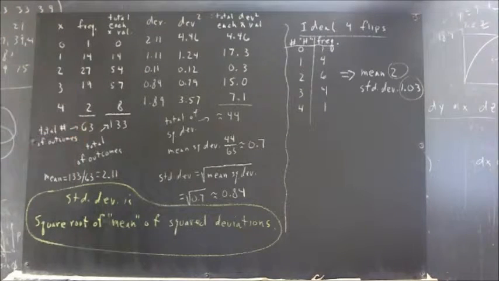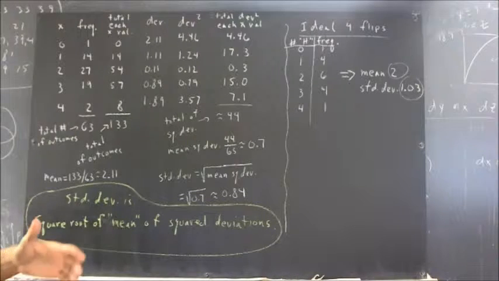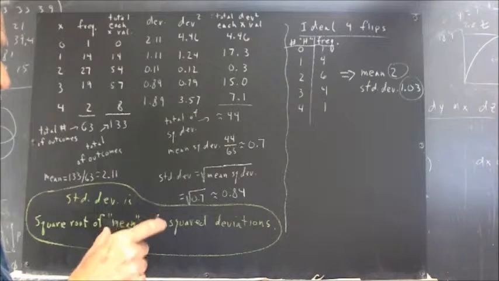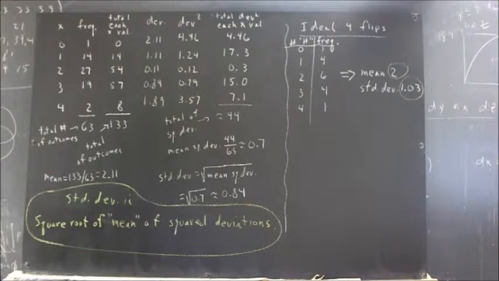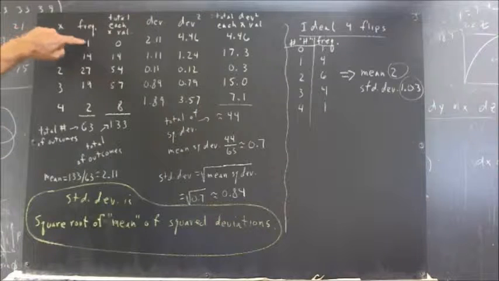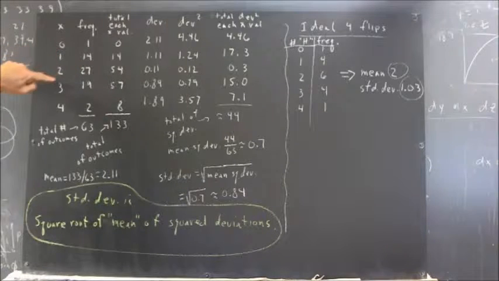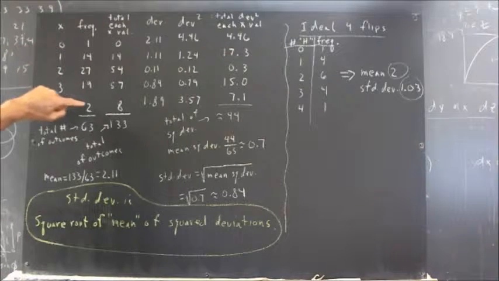Now, the result for head or tail for each flip was obtained by just generating a random number between 0 and 1, and then assigning heads if the number was greater than 0.5, tails if less than 0.5. In that process, we can tally the results. If you go down through the heads and tails, we got 0 heads once, 1 head 14 times, 2 heads 27 times, 3 heads 19 times, 4 heads 2 times.